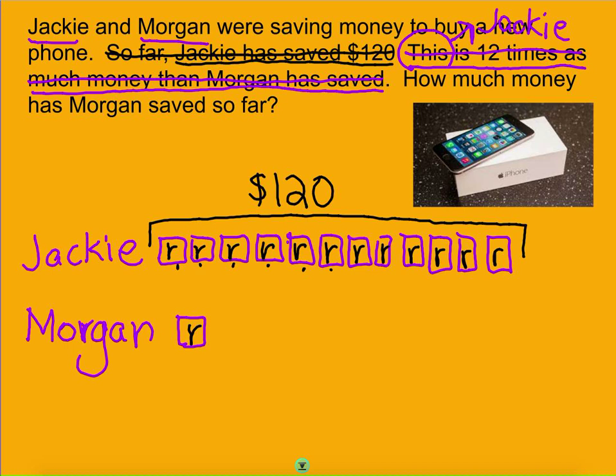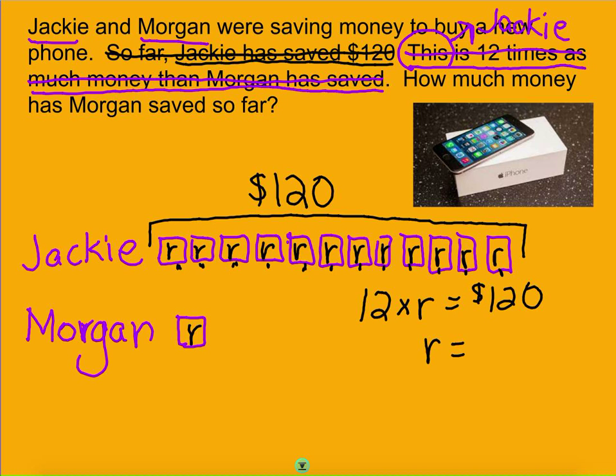So we have 1 times R, 2 times R, 3 times R, 4 times R, 5 times R, 6 times R, 7 times R, 8 times R, 9 times R, 10 times R, 11 times R, 12 times R. So I write 12 times R, and then it says equal. Well, I know what all these R's are equal to. It's equal to $120. So now we have to figure out what the letter R represents, what its value is.